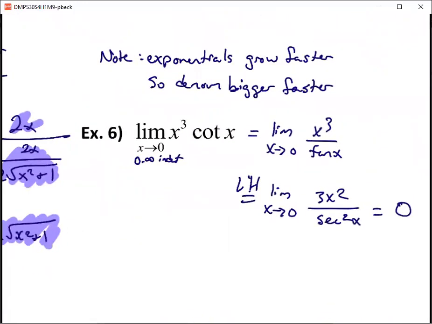Problem number 3, the limit as x approaches 0 of x cubed over cotangent of x. Once again, this is indeterminate, 0 times infinity. That indeterminate means, can we rewrite this so that we can apply L'Hopital's rule? Cotangent is the same thing as 1 over tangent. So now we take that limit by L'Hopital's rule. The derivative of the numerator is 3x squared. The derivative of the denominator is secant squared of x. So 3 times 0 over the secant of 0 is 0.